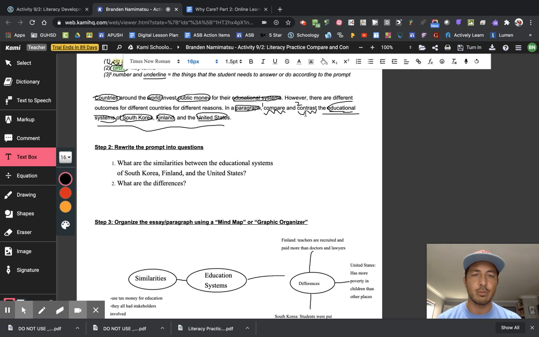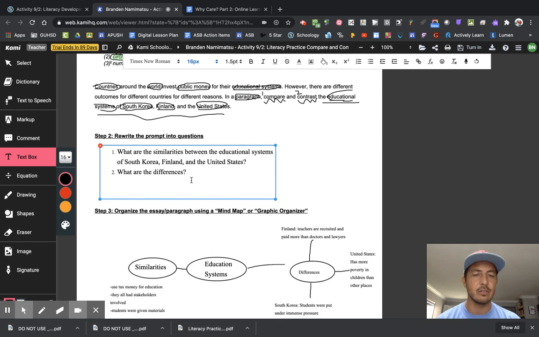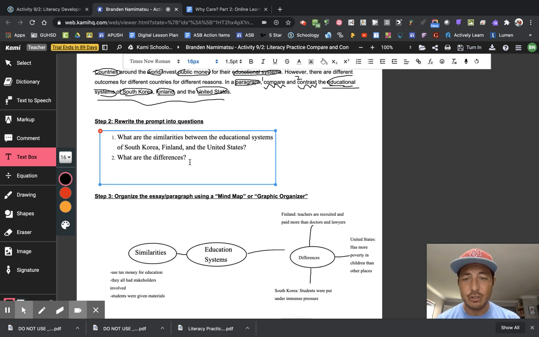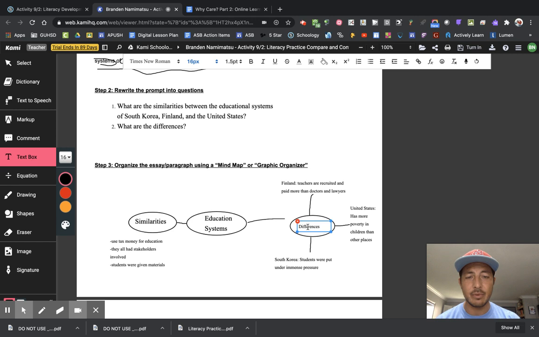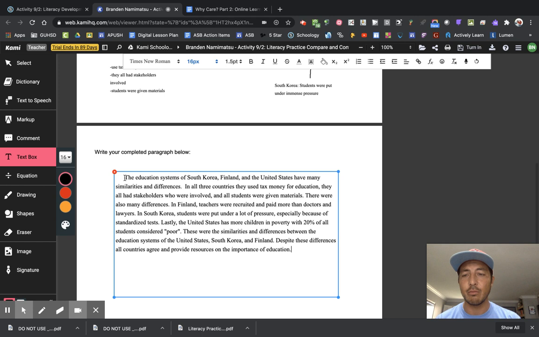So instead of having this word compare and contrast, we wrote, what are the similarities between the education systems of South Korea, Finland, and the United States? Hey, and what are the differences? We then took those two questions to develop a mind map that helps us organize our ideas and organize our thoughts.